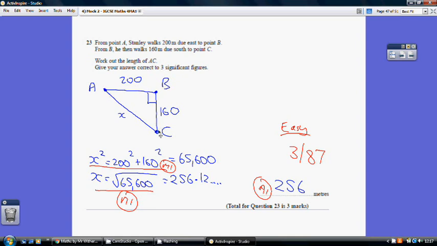So hopefully when you've got this diagram in here, you can suddenly see that this is a Pythagoras question, where x squared equals 200 squared plus 160 squared, which is 65,600. Square root both sides, we get x being 256.12... So to 3 significant figures, so you give your answer including 3 numbers only, that's 256 meters.